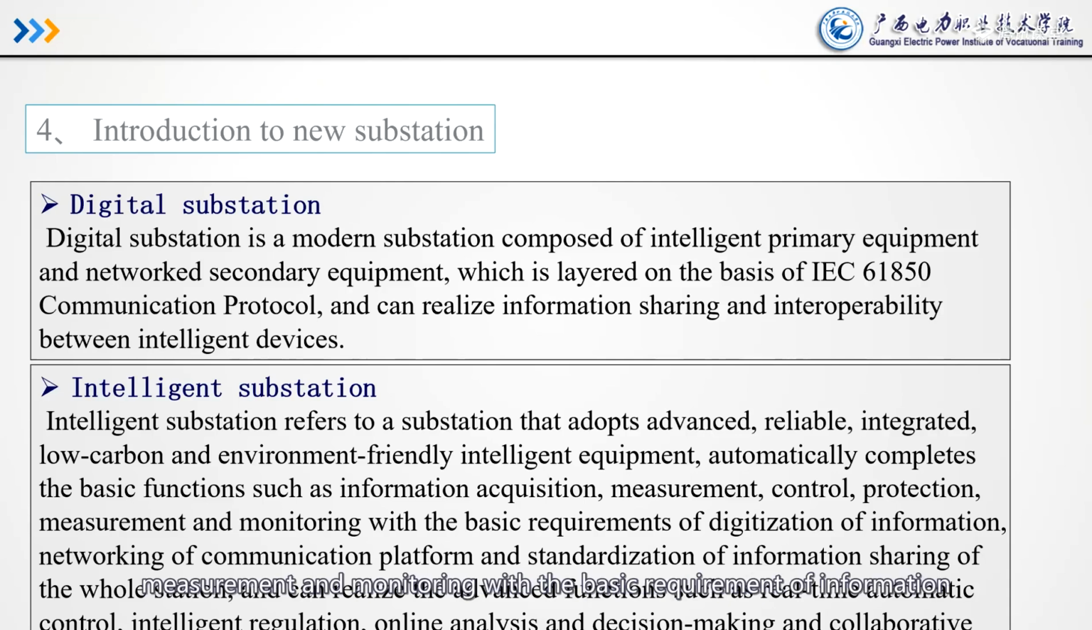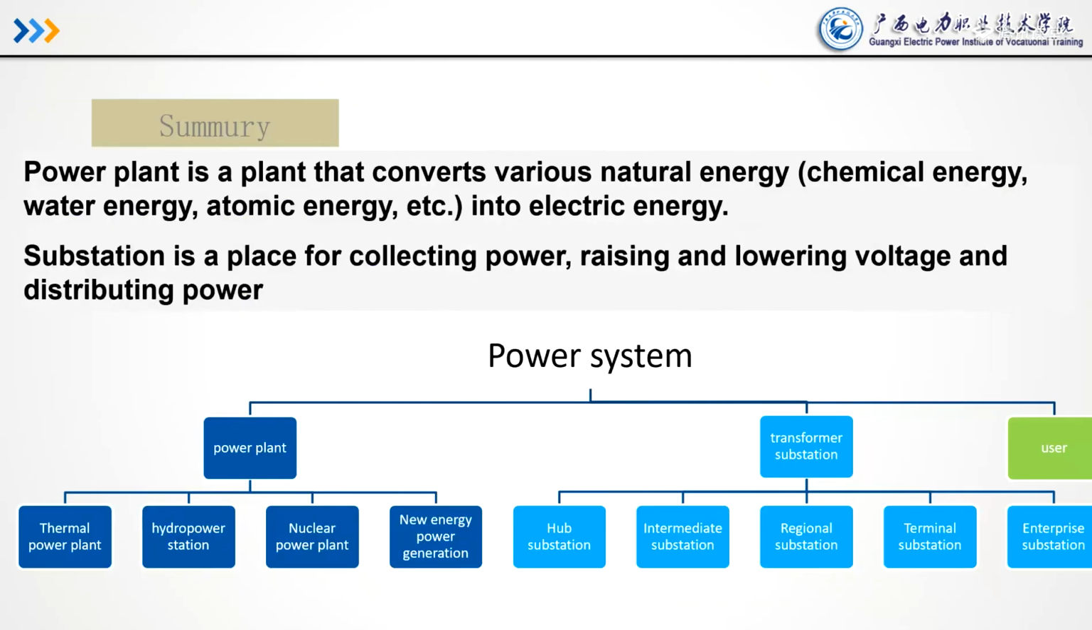with the basic requirement of digitalization of information, networking of communication platform, and standardization of information sharing of the whole station, and can realize the advanced functions such as real-time automation control, intelligent regulation, online analysis, decision-making, and collaboration. And now let's go through a summary of this.